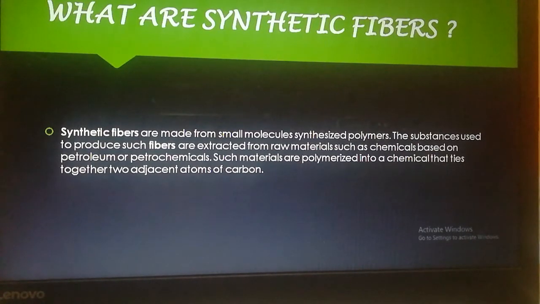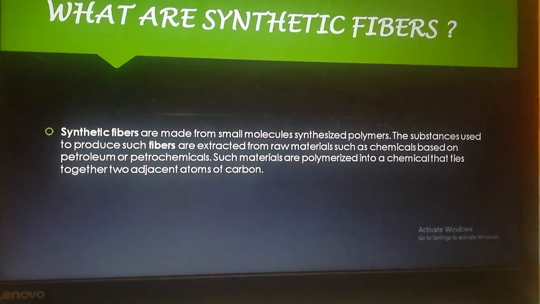Synthetic fibers are made from small molecules, synthesized polymers. The substances used to produce such fibers are extracted from raw materials such as chemicals based on petroleum or petrochemicals. Such materials are polymerized into a chemical that ties together two adjacent atoms of carbon. So, a synthetic fiber is a chain of small units joined together. Each small unit is actually a chemical substance. Many such small units combine to form a large single unit called a polymer.